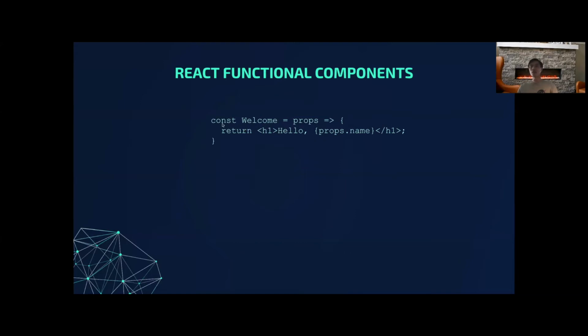And so you have the name of the function, so you declare it as a constant, and then you pass in props. So this is a little bit different from a class, because you're actually passing in props as a parameter. And then instead of this, because it's not a class, you can just reference that parameter and do .name.